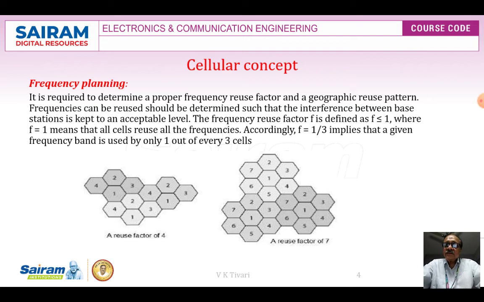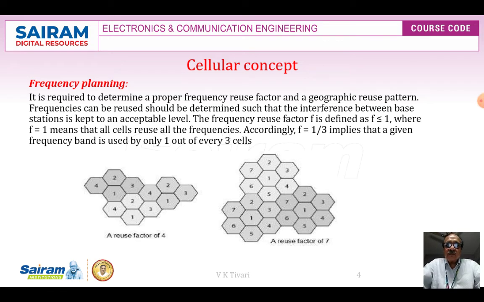Frequency planning. It is required to determine a proper frequency reuse factor and a geographic reuse pattern. The frequencies that can be reused should be determined such that the interference between base stations is kept to an acceptable level. The frequency reuse factor f is defined as f less than or equal to 1, where f equal to 1 means that all the cells reuse all the frequencies.